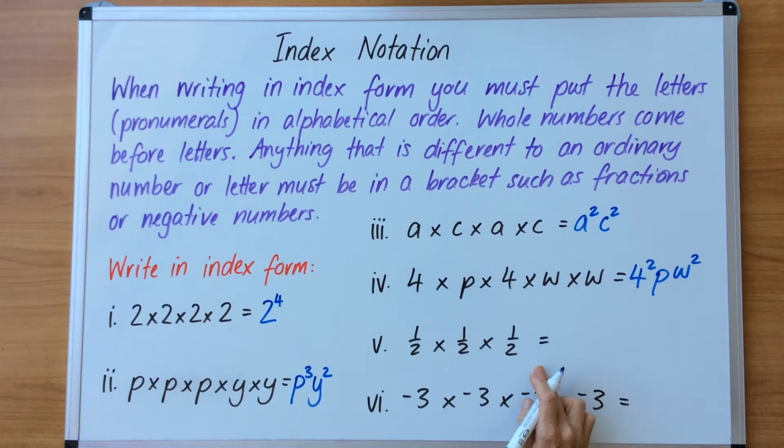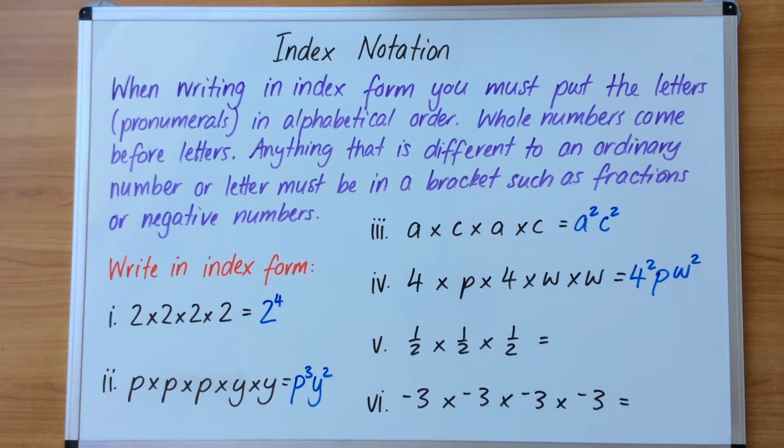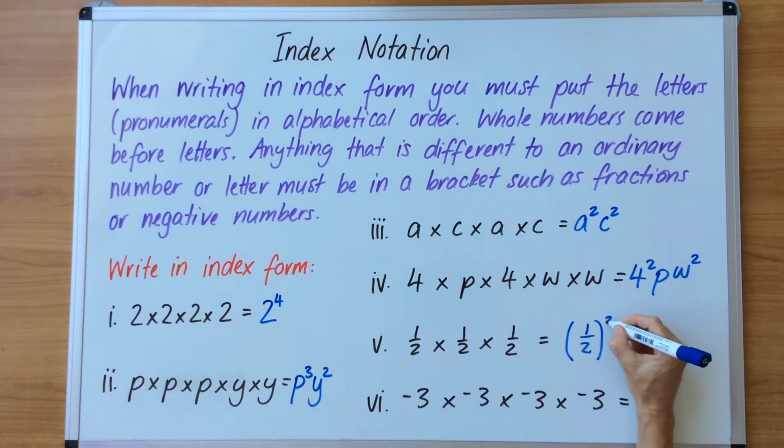This one here has fractions. So again, if it's different to any ordinary number or letter, it must be put in a bracket. So I'm taking this fraction of 1/2, placing it in a bracket, and I see it 3 times, so the power sits on the outside of the bracket, so it's 1/2 to the power of 3.